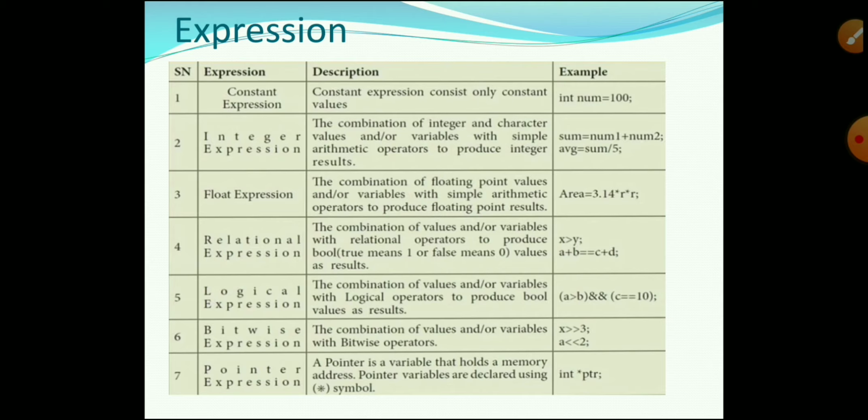Next one is the integer expression. It is a combination of integer and character values, with simple arithmetic operators to produce integer results. Sum equal to num1 plus num2. In the example, sum is the variable name, and num1 plus num2, these two values we add and display. We can also find the average by dividing the sum by how many values there are. So an integer expression means a combination of integers and characters, adding values and finding the average of the total. Next one is the float expression, a combination of floating point or fraction values or variables with simple arithmetic operators to produce floating point results.